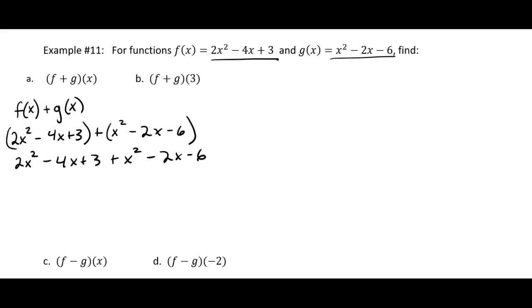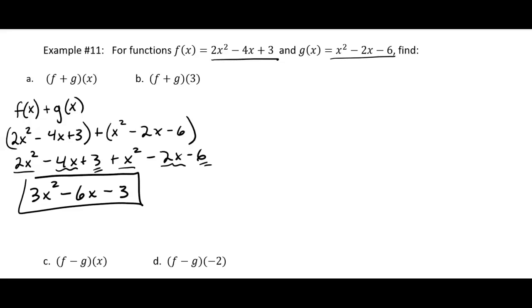And so I'm going to have 2x squared and x squared, that's going to be 3x squared. And then I have a negative 4x and a negative 2x, that's going to be negative 6x. And then I have a 3 and a minus 6, that's going to be minus 3. So there it is when I add the functions. That is f plus g of x. So that's the answer to part A.